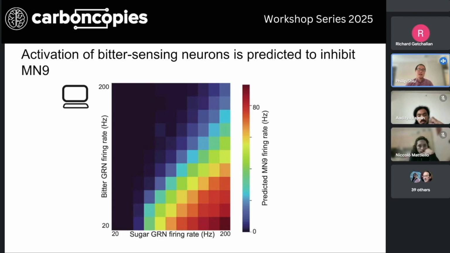Additionally, in contrast, as we increase the bitter-detecting neurons' firing rate, the predicted motor neuron 9 firing decreases. And so basically the prediction is that sugar promotes feeding and bitter inhibits feeding. Of course, we know this already from previous results. In humans, animals, and flies, sugar is appetizing and bitter substances by definition inhibit feeding.